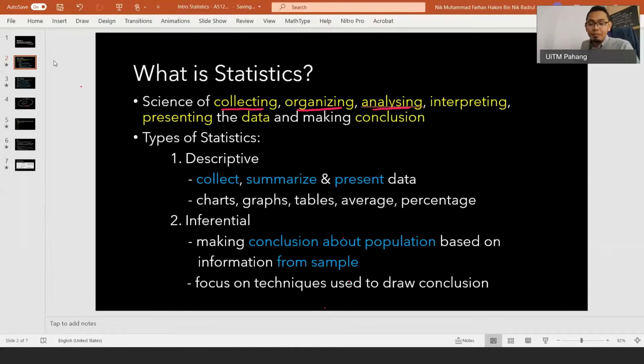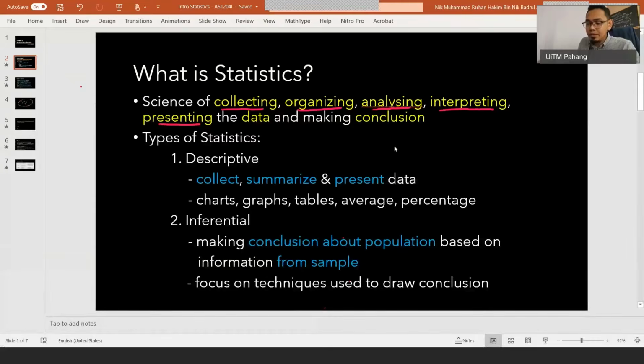From all the process just now, we can make a conclusion. That is why we want to make conclusions. There are two types of statistics. The first one is descriptive statistics, and the second one is inferential statistics.